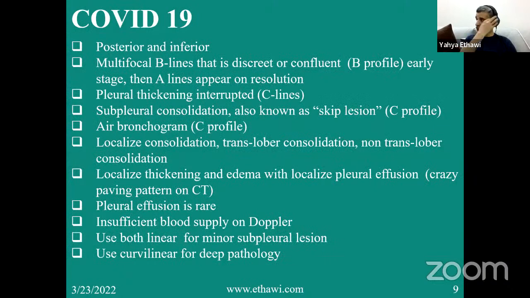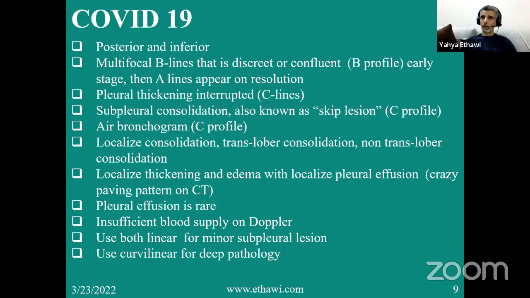Okay, so let's go to COVID-19. Now, in COVID-19, we know the virus preferred the ischemic area, so they go to the posterior part of the inferior part of the lung. According to the literature that I collect these symptoms from, one of the most important is multifocal B line that is discrete or confluent, or it's a B profile. And usually this appears in early stages.